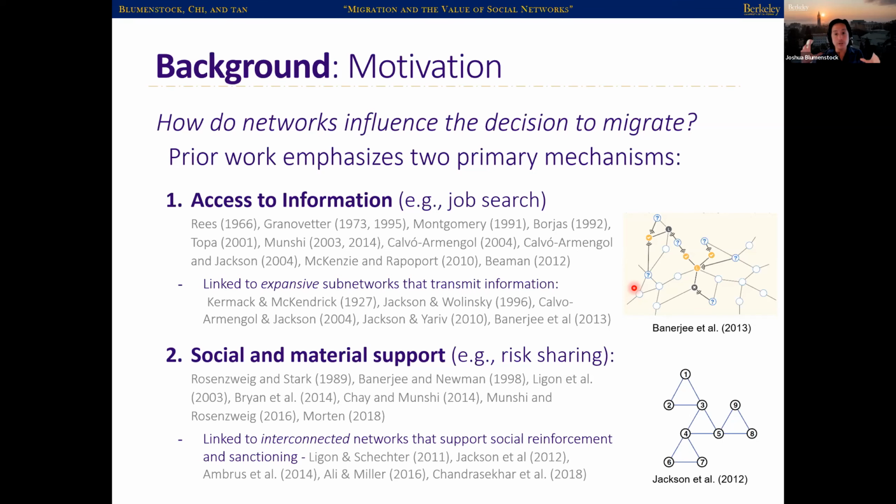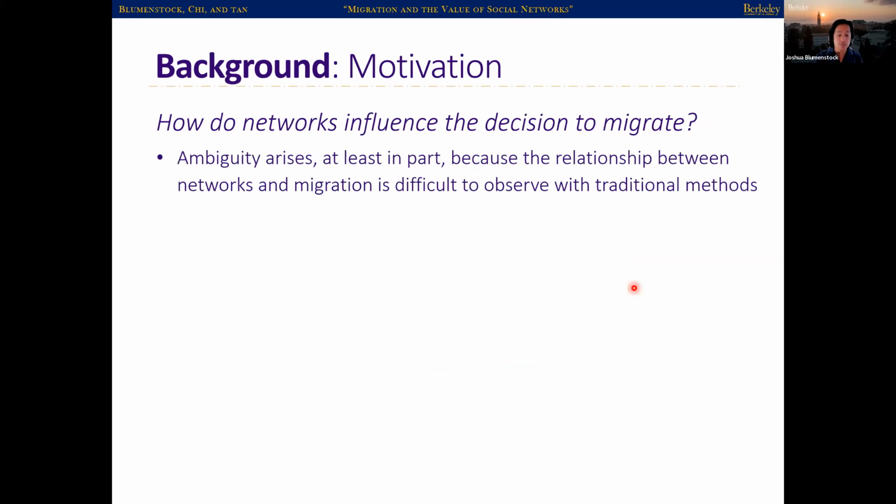So, what we're going to do is contrast these two different types of network structure in a model and then empirically test it using new data. But before getting into that, the question we're interested in is how do networks influence the decision to migrate? It's worth pointing out, and again, Kaivan highlighted this as well, that part of the reason this is a difficult question is that it's hard to study the relationship between networks and migration using traditional methods and traditional data.